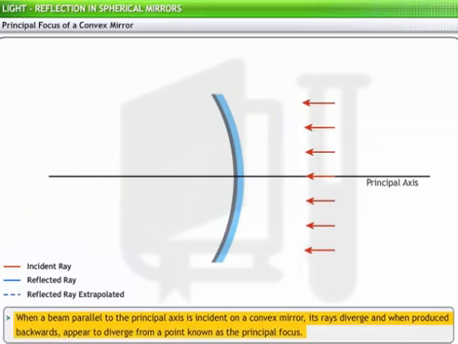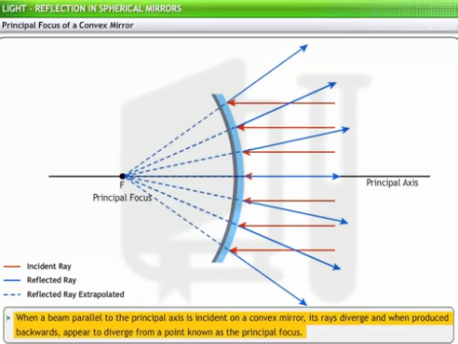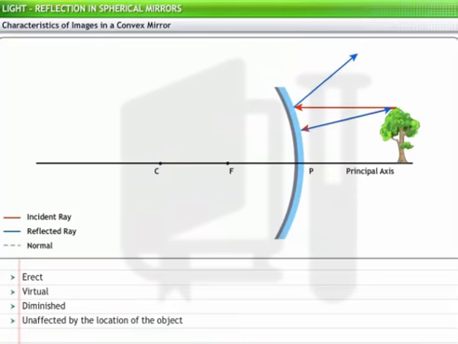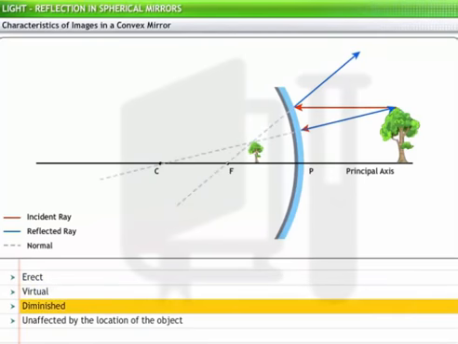When a beam parallel to the principal axis is incident on a convex mirror, its rays diverge. These rays, when produced backwards, appear to diverge from a point known as the principal focus. The image formed by a convex mirror is always erect, virtual, and diminished in size.